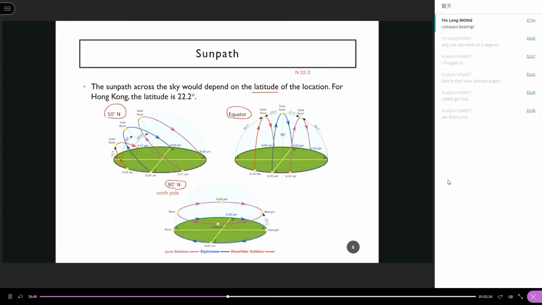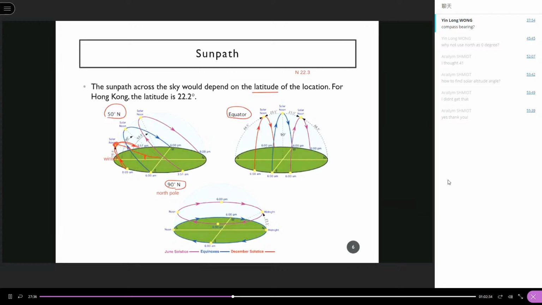So let's study how the sun moves across the sky. For 50 degree north, when it is winter, the sun will rise from the southeast. When it is noon time, the sun will have a low elevation angle. And when the sun sets, it will set in the southwest. Okay, this is the winter sun.